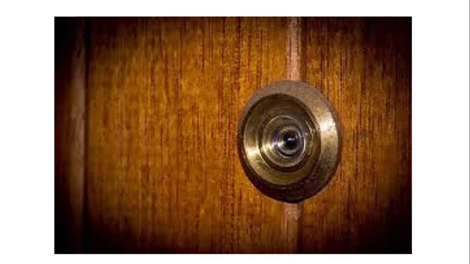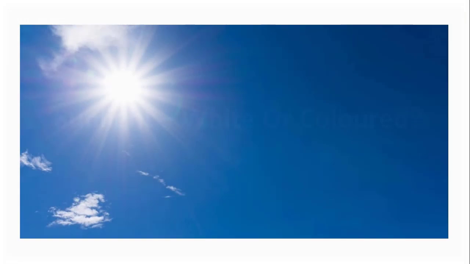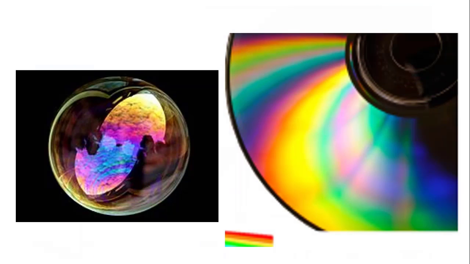Now our last topic, which is sunlight, white or colored. We might have noticed a rainbow which usually appears after the rain when the sun is low in the sky. An arc of 7 colors seen in the sky is known as a rainbow. The 7 colors of the rainbow are red, orange, yellow, green, blue, indigo and violet.